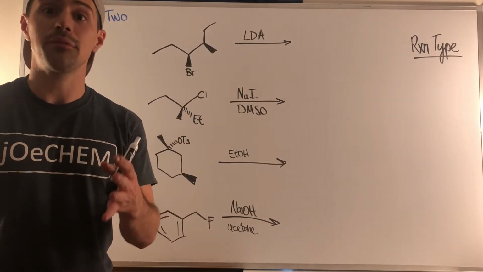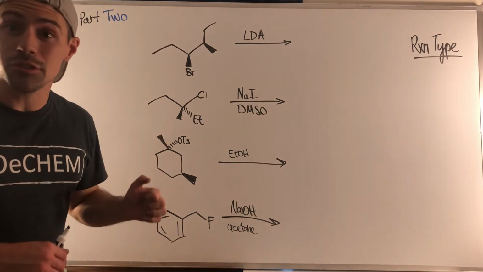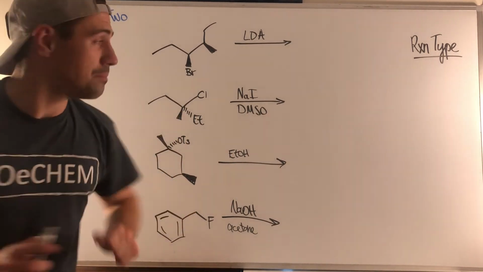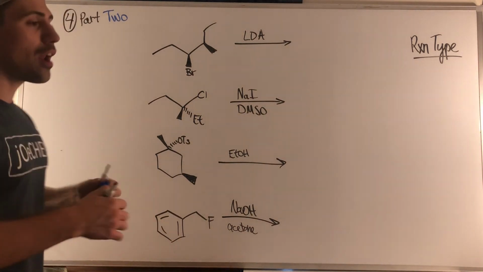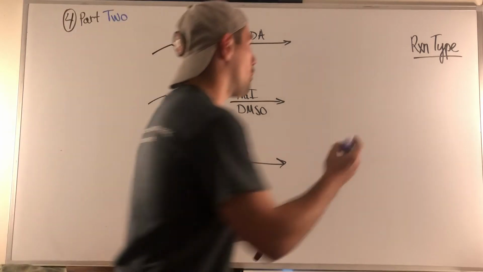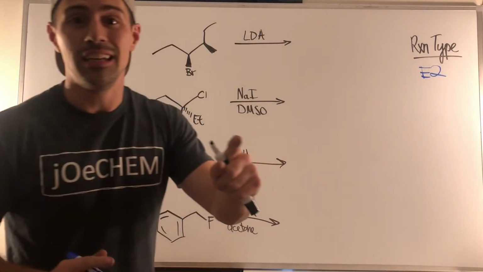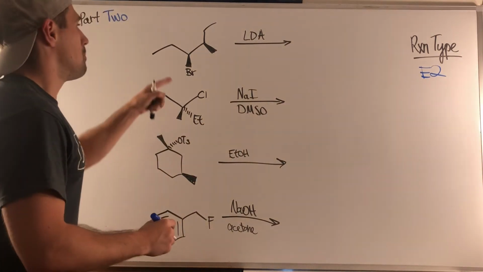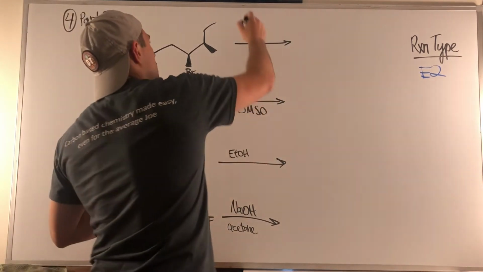Okay, gang, to round out problem 4, we have 4 more lovely mystery substitution and elimination problems, so let's identify them. So if we look at problem 1, I hope what you're seeing right off the bat, doesn't even matter if there's a solvent, you see LDA and you know for a fact, without a doubt in your mind, you bet your life on it, that is going to be E2.